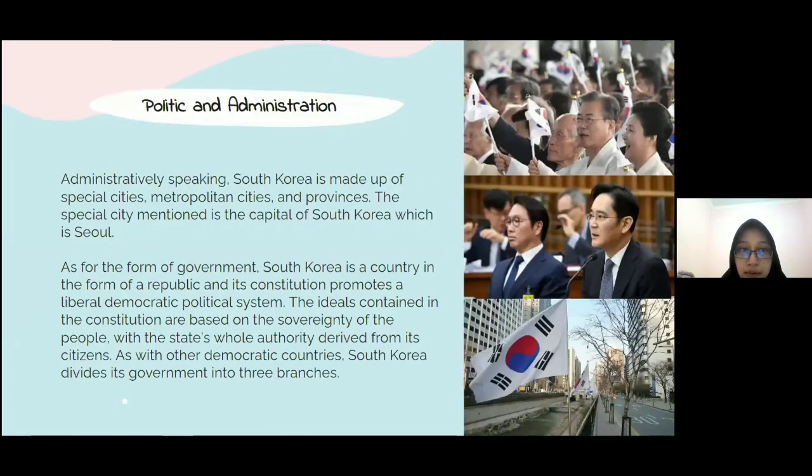Next slide, please. Okay, for the politics and administration background, administratively speaking, South Korea is made up of special cities, metropolitan cities, and provinces. The special city happens to be the capital of South Korea itself, which is Seoul. As for the form of government, South Korea is a republic, and its constitution promotes a liberal democratic political system. The ideals contained in the constitution are based on the sovereignty of the people, with the state's whole authority derived from its citizens. As with other democratic countries, South Korea also divides its government into 3 branches.